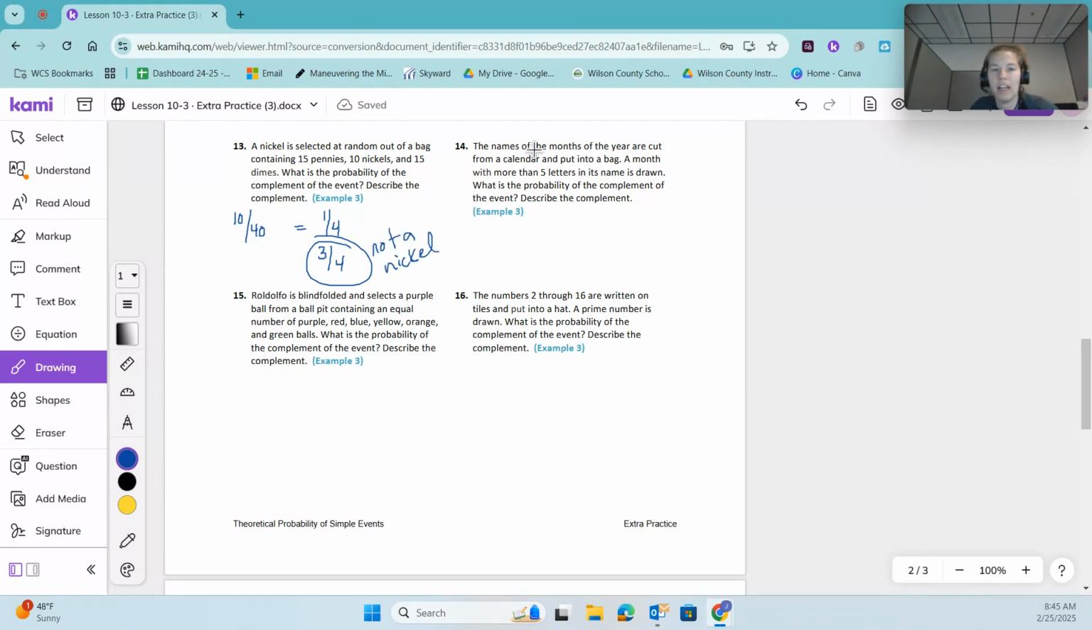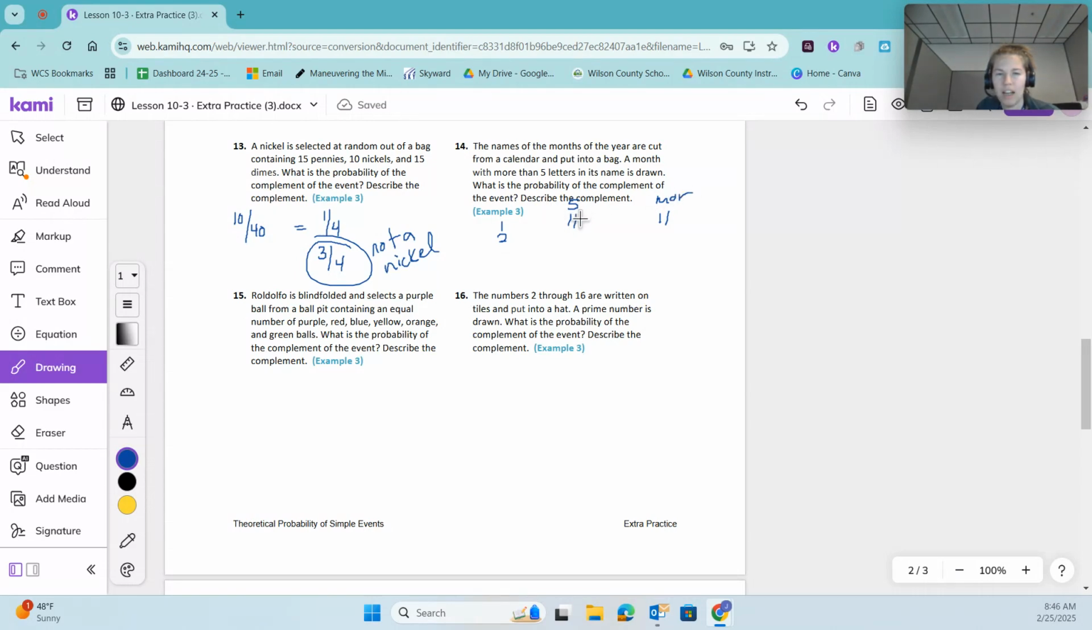The names of the months of the year are cut from a calendar and put into a bag. A month with more than 5 letters in its name is drawn. What is the probability of the complement of that event? So, more than 5 letters. January, February, March: March has 5, so that's not more than 5. April, that's only 5.